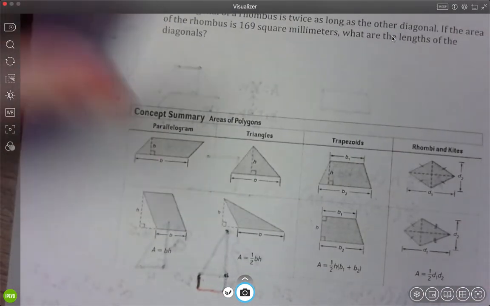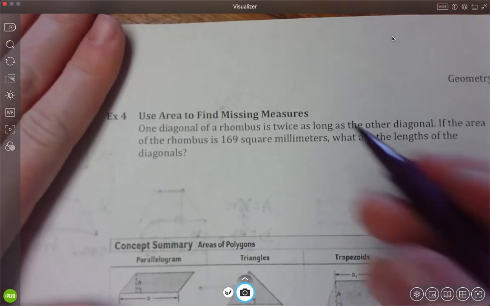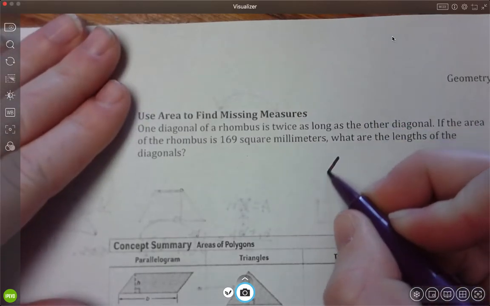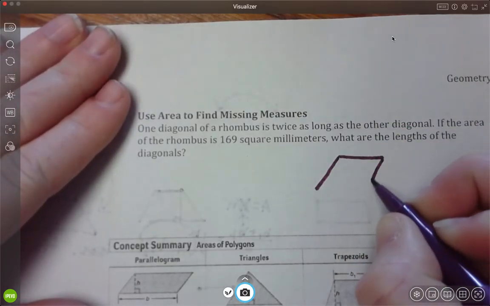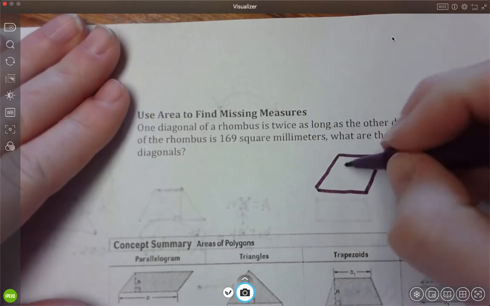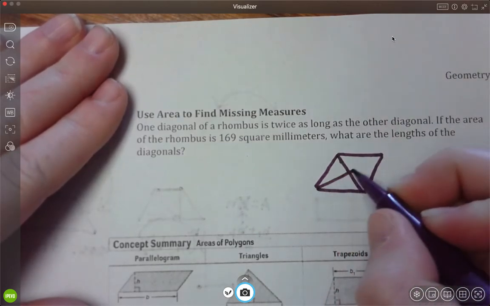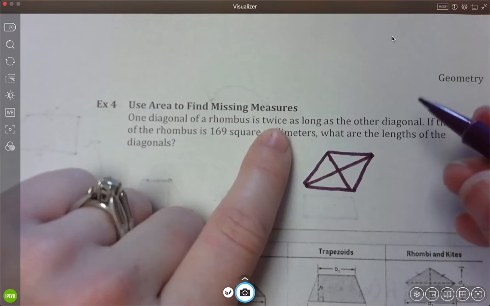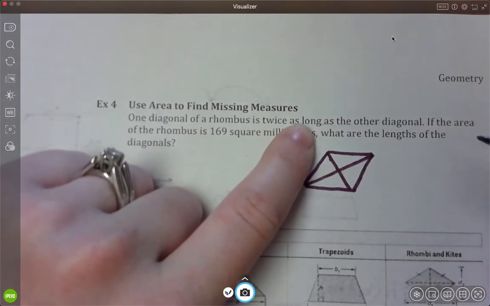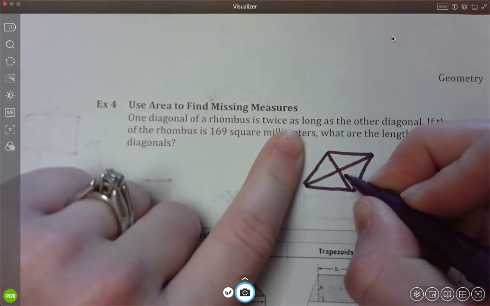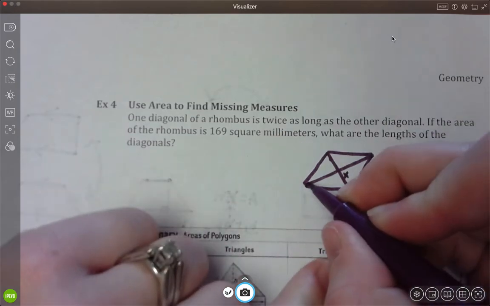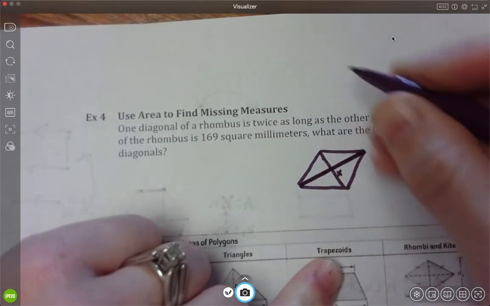Oh, shoot, we have one more. Okay, one diagonal of a rhombus. Here's my rhombus. He's a tilted square. So one diagonal, and then I have the other diagonal. One diagonal of a rhombus is twice as long as the other diagonal, okay? So let's label the shorter guy as X. The longer guy right here is twice as long as that.